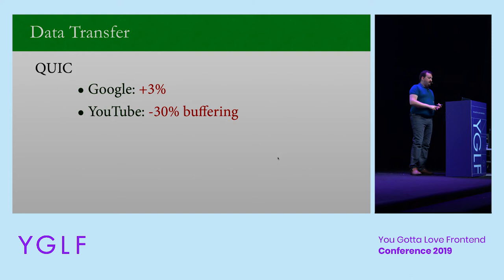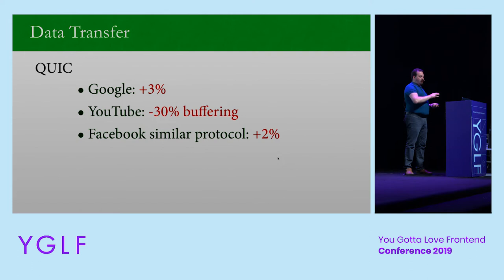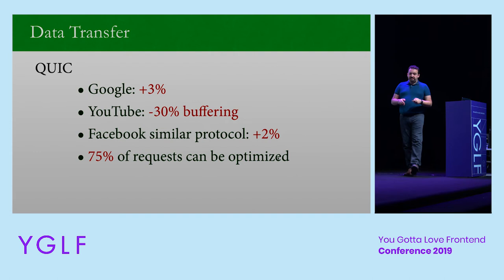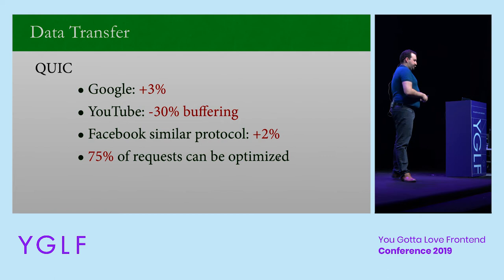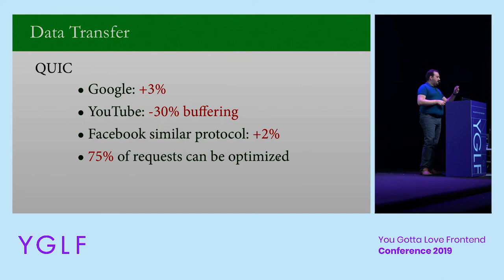Facebook, for their native app, is using a similar protocol based on QUIC, and it's also improving performance. According to Google research, three-quarters of all the requests on the web can actually be optimized thanks to QUIC. And by the way, this is officially HTTP over QUIC. That's the name if you want to Google that.